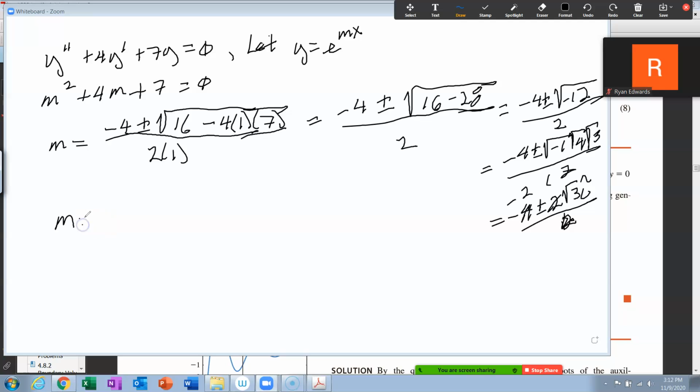So here's what your solution is. m is equal to -2 plus or minus the square root of root 3. Oops, I put 2 square roots there.